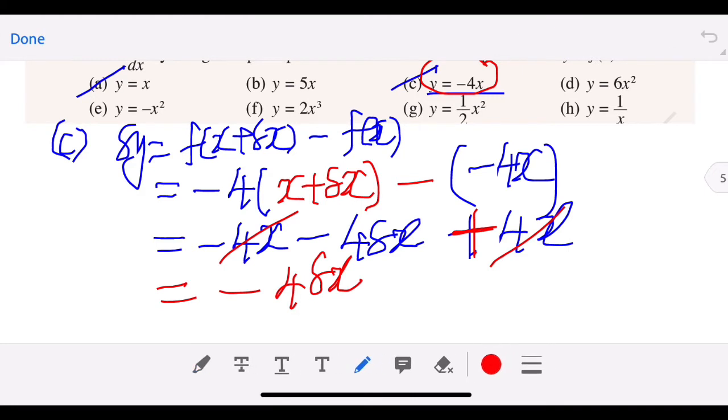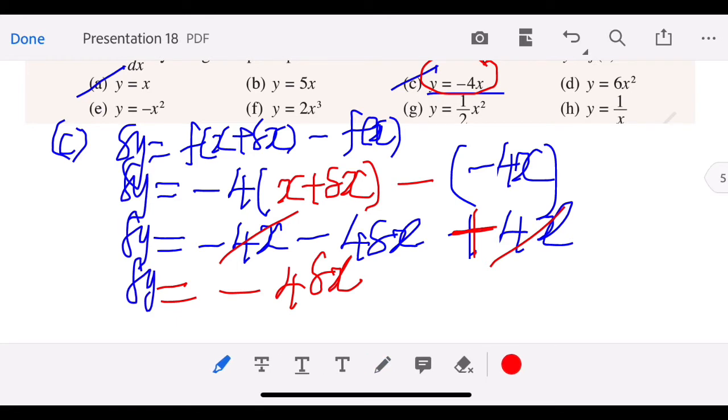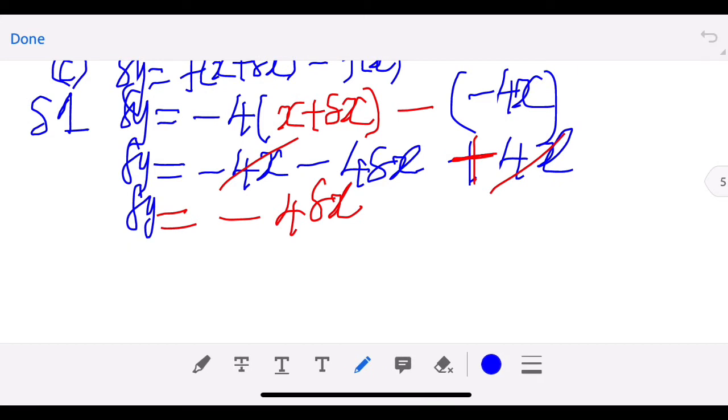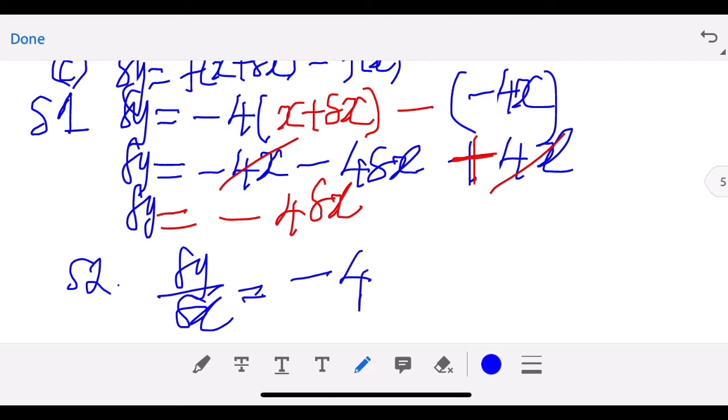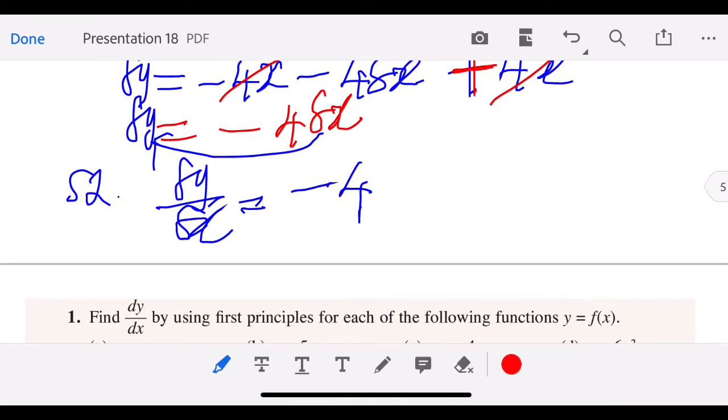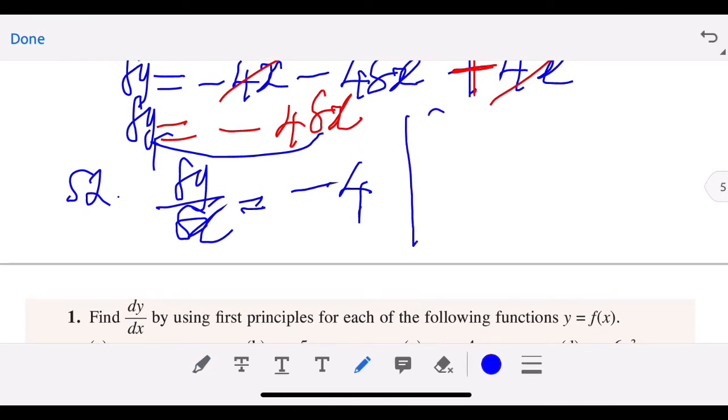Alright, so the next step is you have to find your delta y over delta x. This is step 1 done. Then step 2 is you have to find delta y over delta x. So you will get negative 4, you divide by delta x on both sides. So finally step 3 is you have to apply the limit.